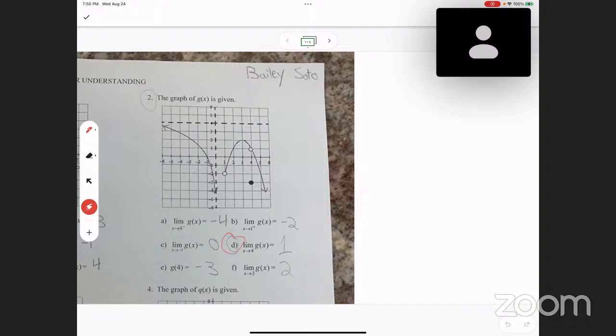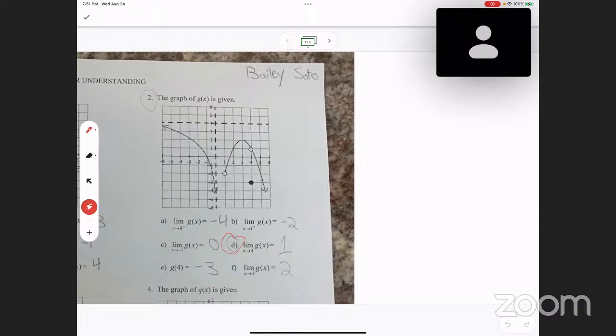I think I understand what you're asking. So I'm going to translate this for you in words that hopefully are a little bit more clear. This means, as the x value gets closer and closer to 4, what does the y value, or the g of x value, get closer and closer to? As x gets closer to 4, what does the y value get closer and closer to?